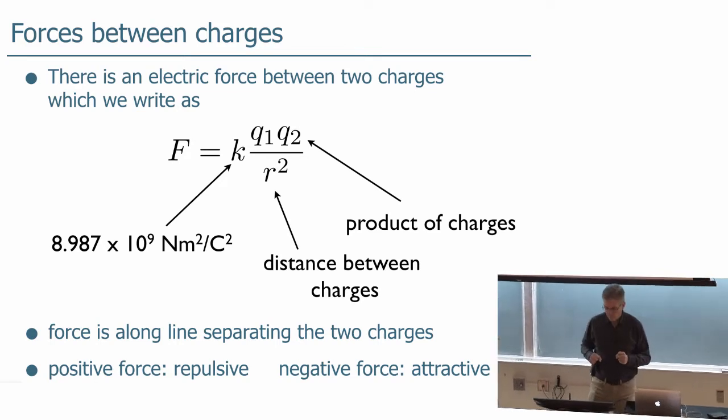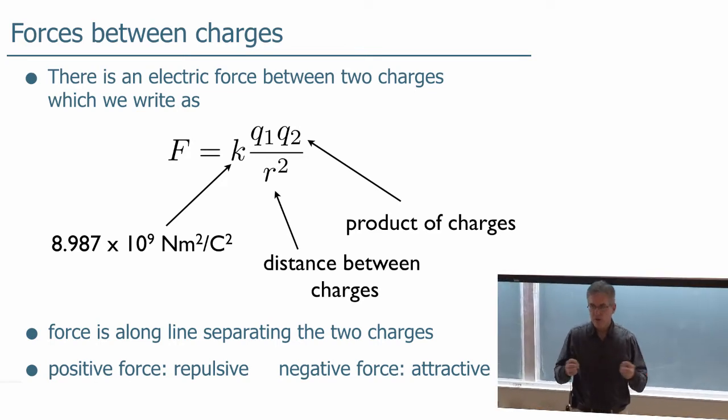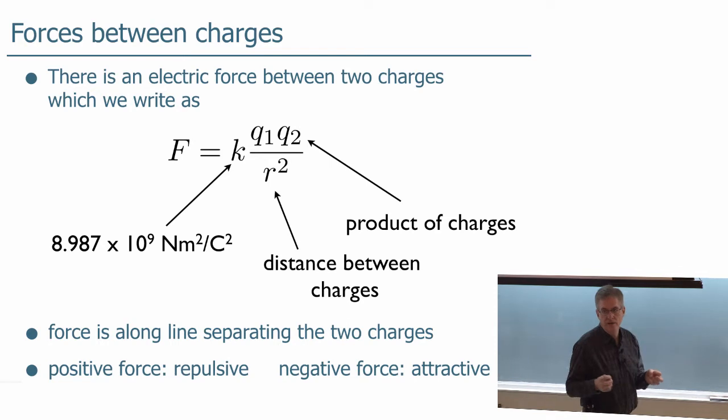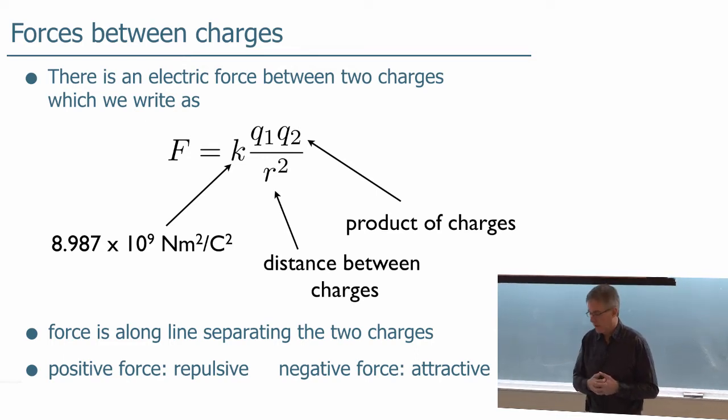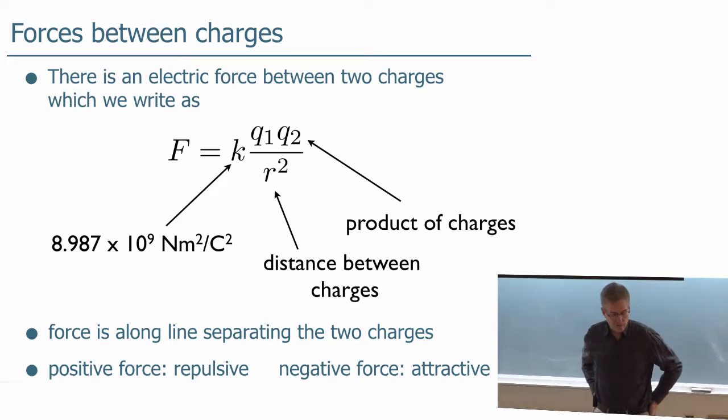Now, the force is always along the line separating the two charges. If you draw a line between the two charges, that's the direction of the force. By convention, if F is positive, we have a repulsive force, as we see there. And if F is negative, that's an attractive force.